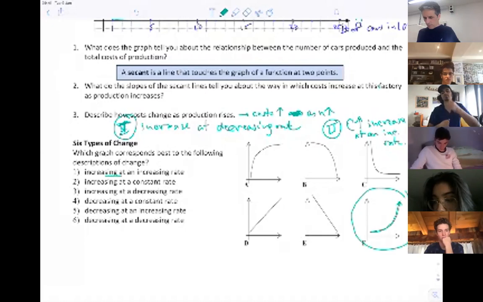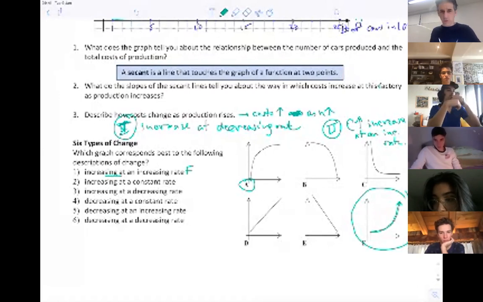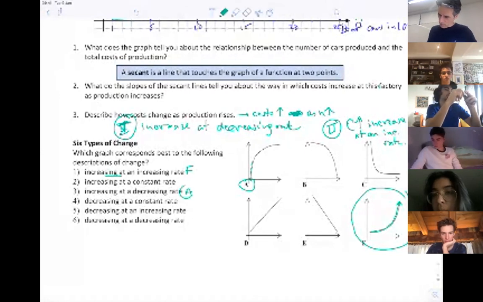Well, hopefully it's going to turn into something like A. How would you call A? So this goes with F. Which number did you put with A? Increasing at a decreasing rate. Yeah, that's A. So it's going up, going up, going up, but then it's not going up by very much towards the end. So which one then is increasing at a constant rate?